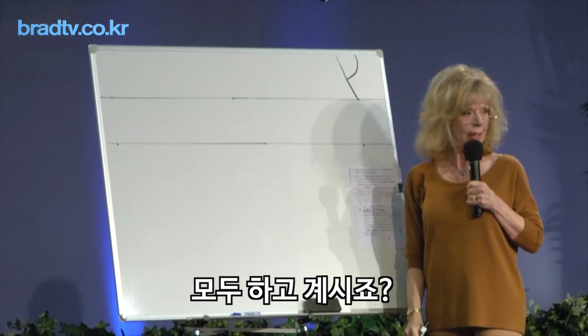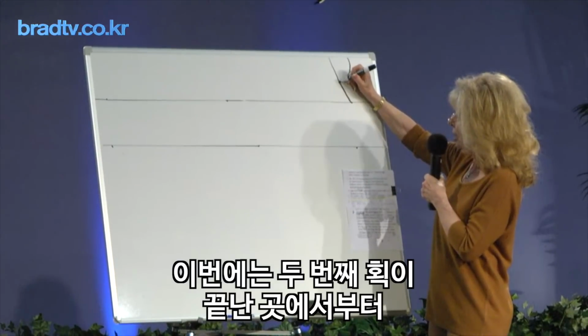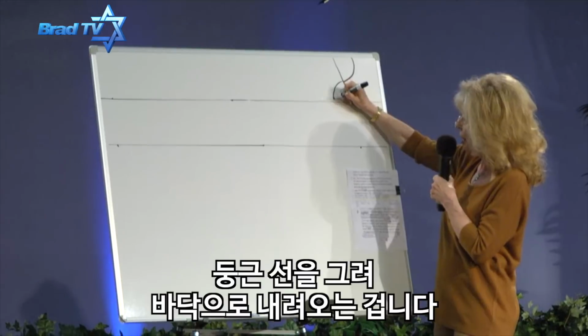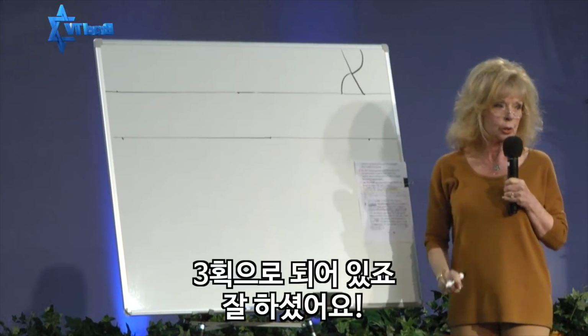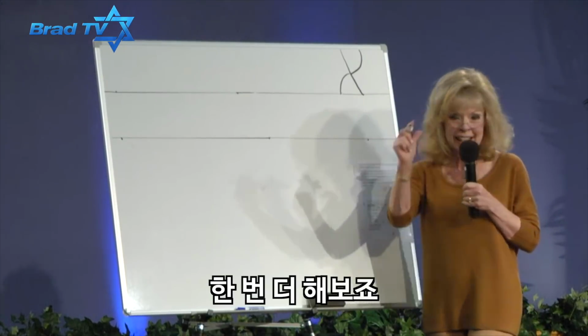Okay, everybody got it? Now we're going to start right where the other curved line stopped, and we're going to draw a curved line down to the line. And there you have an Aleph. It's 3 strokes. You did it! Woohoo! Let's do it again, all right?